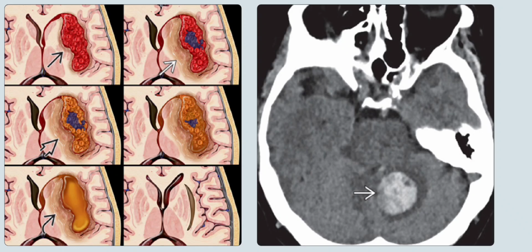Right is the axial non-enhanced CT scan, and it shows a hyperdense mass related to an acute left cerebellar hemorrhage with minimal surrounding edema in a patient with hypertension.